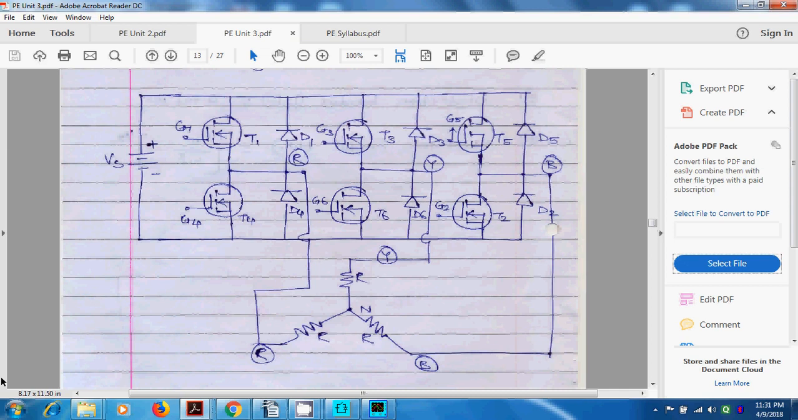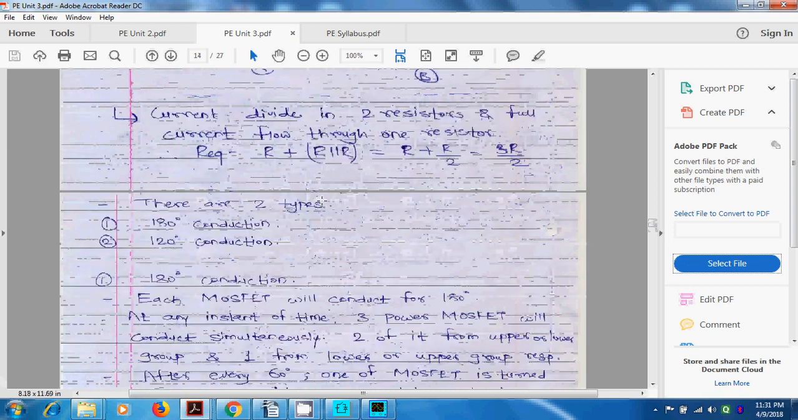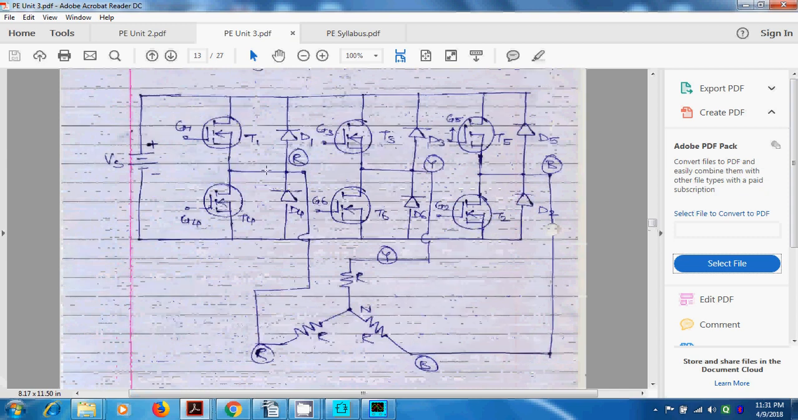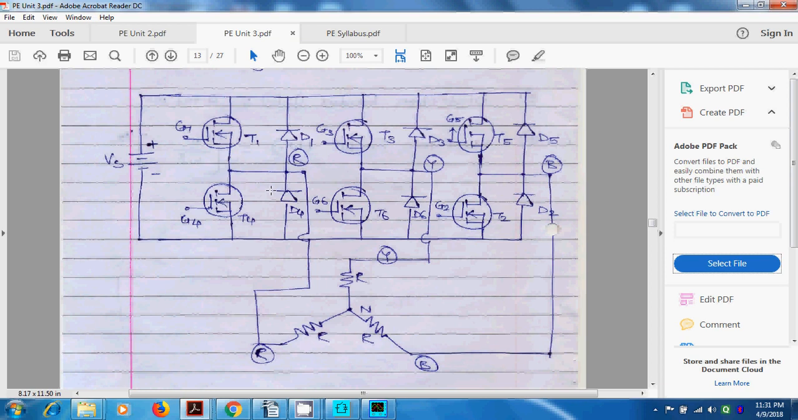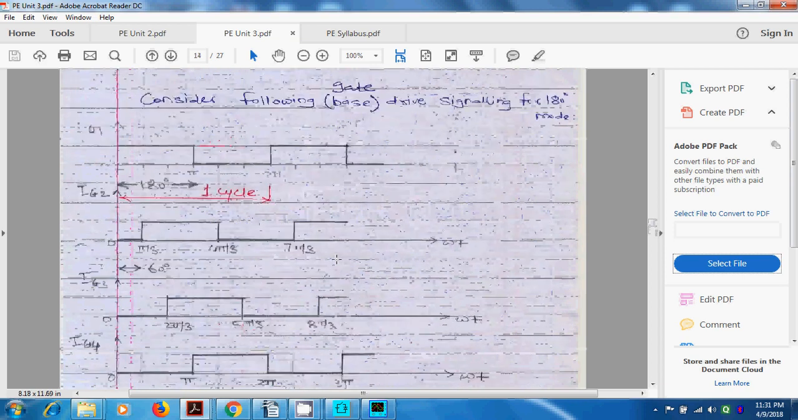So if we especially deal with 180-degree conduction mode, because we know there are two types, 180 and 120. Each of these MOSFETs will conduct for 180 degrees, and the next MOSFET will be delayed by 60 degrees, and then it will again conduct for 180 degrees. This is the nature. So this is actually the waveform that I want to show you.